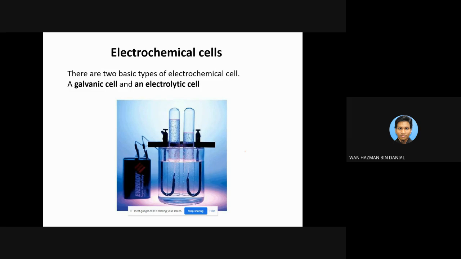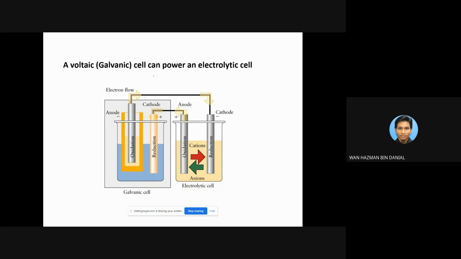So basically, there are two basic types of electrochemical cells. We have a galvanic cell, sometimes called a voltaic cell, and another type is the electrolytic cell. A voltaic or galvanic cell can power an electrolytic cell. The galvanic cell produces electrical energy, while the electrolytic cell uses electricity to produce chemical reactions. The galvanic cell has chemical reactions that produce electricity.